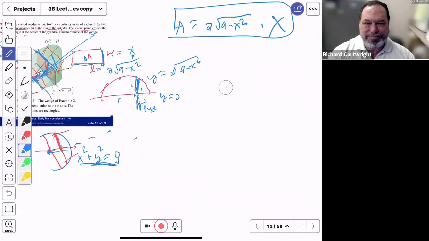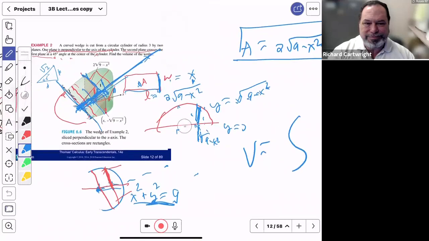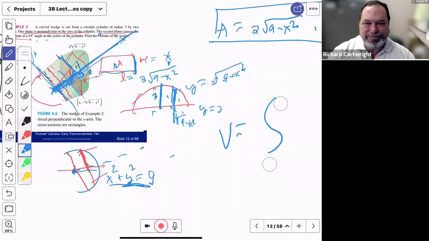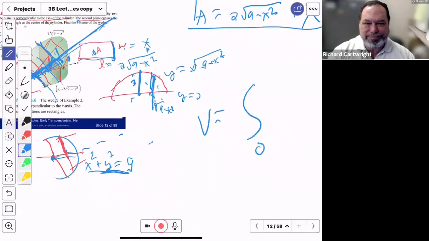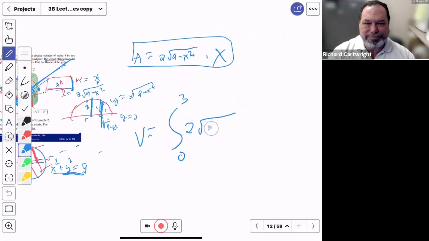So now I'm going to go to my integral. The volume is, my x starts at 0, and how far can I go out? I can go out 1 foot, 2 feet, 3 feet. Can I go to 4 feet? No, the radius was only 3. So my x's start at 0 and go to 3. 2 square root of 9 minus x squared times x.